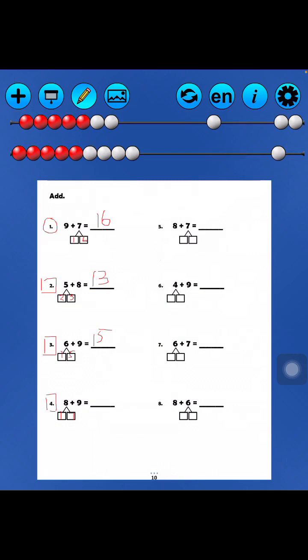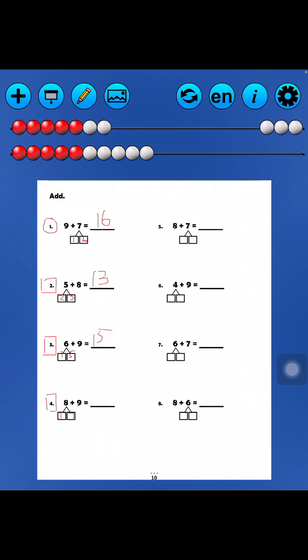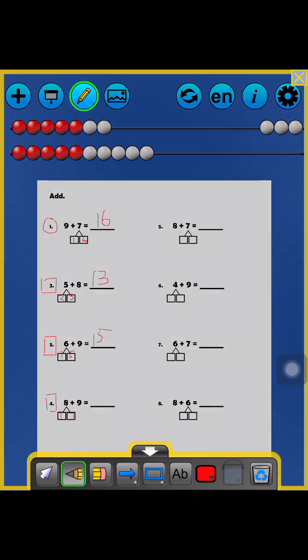Now in the second row, we move 1 more bead to the left. And in the first row, we move 1 bead to the right. So 8 plus 9 equals 10 and 7, which means 17.